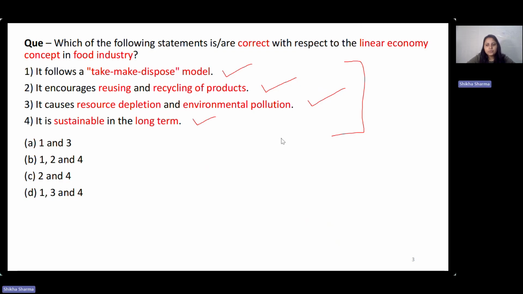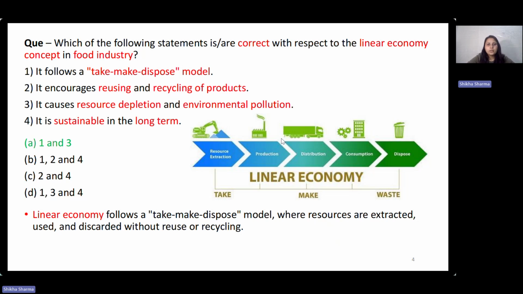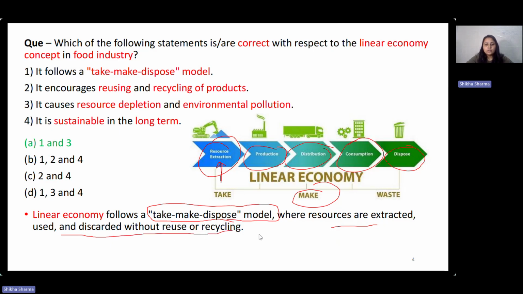Okay, so let's discuss the solution of this question. Let's try to understand what the concept of linear economy is first. Linear economy follows a model of take, make, and dispose. In this concept, we are taking the resource, extracting the resource, and then using it for production. Then we are making something out of it, which includes its production, distribution, and consumption, and then it is wasted and disposed of in the environment. So the resources are extracted, used, and discarded without reuse or recycling. It will be dumped into the environment.